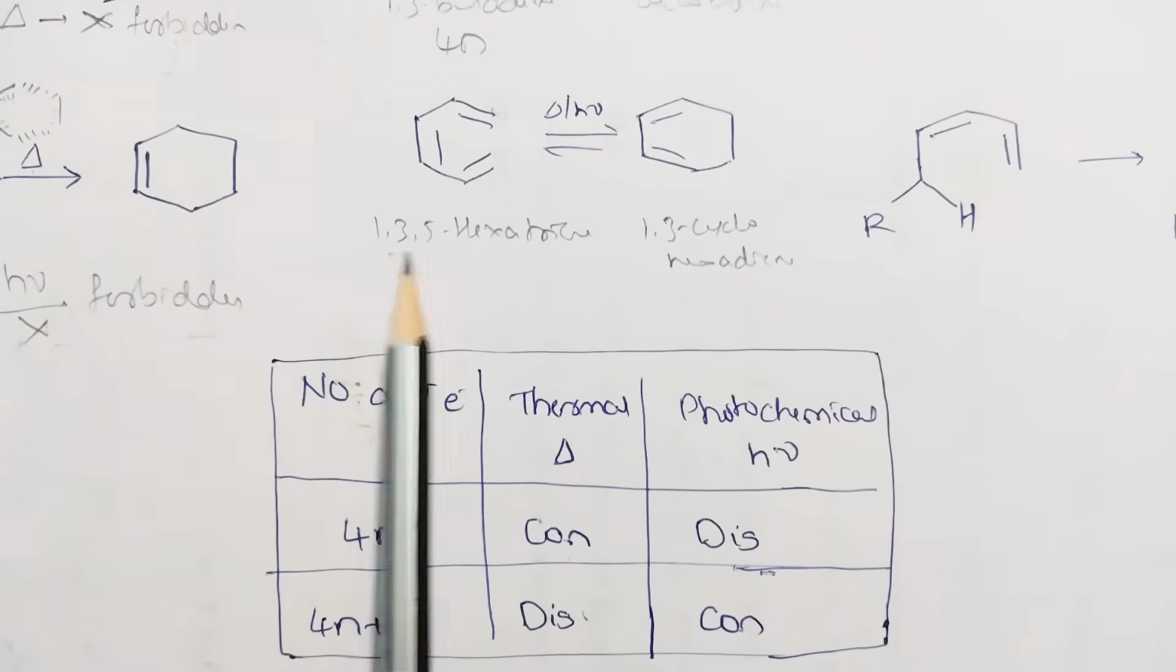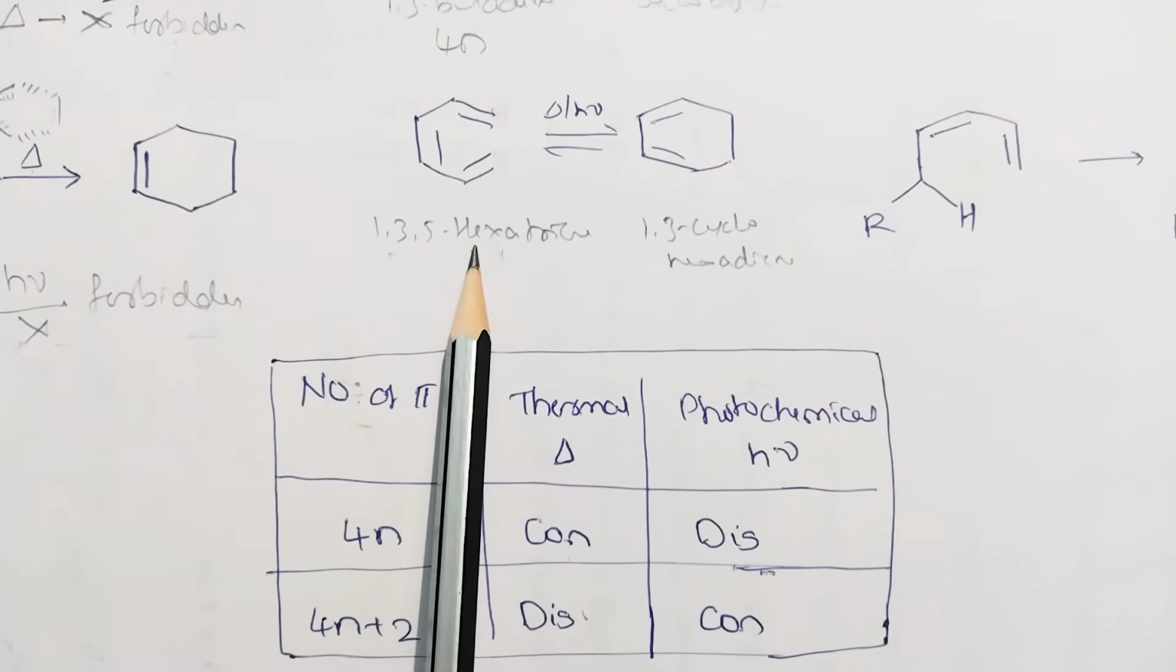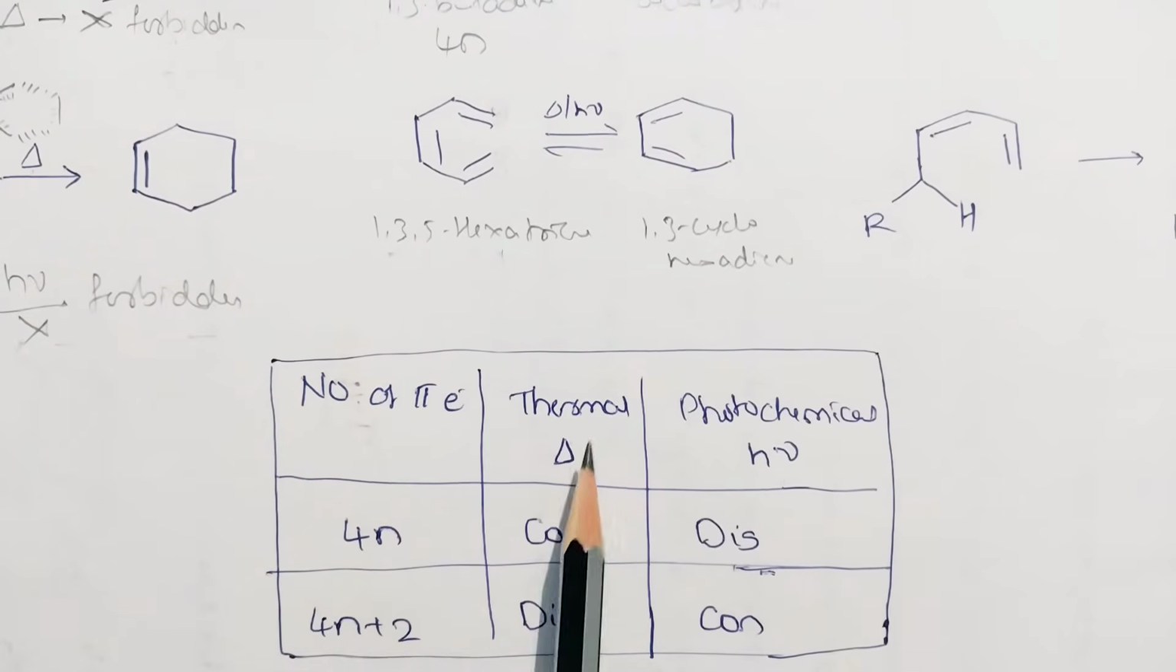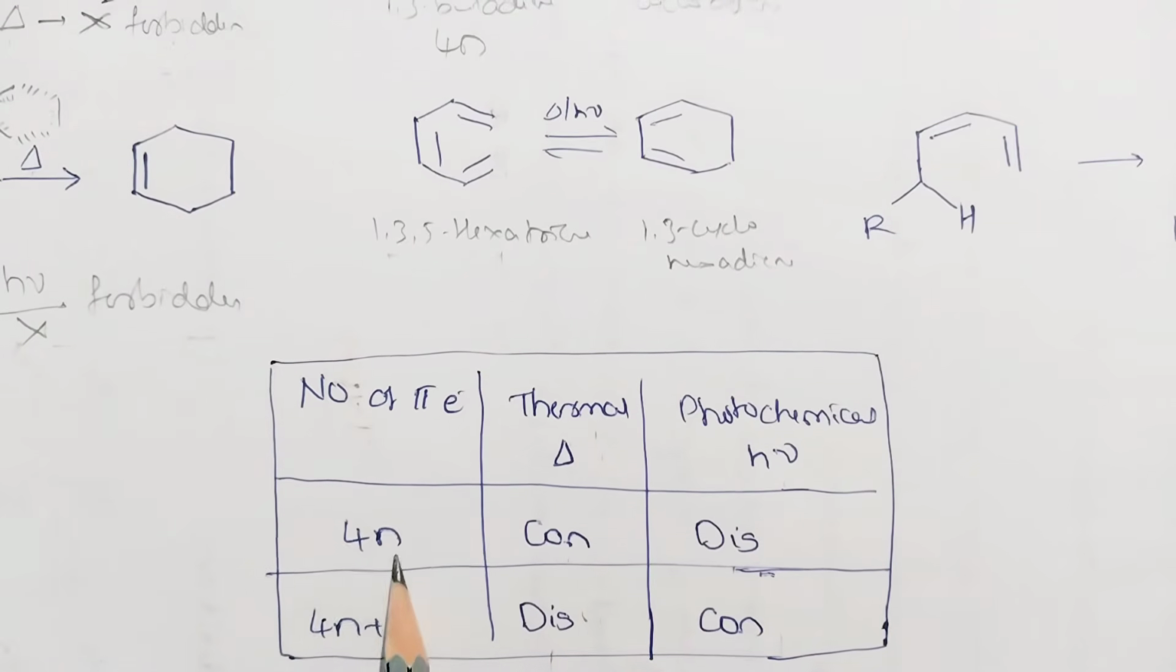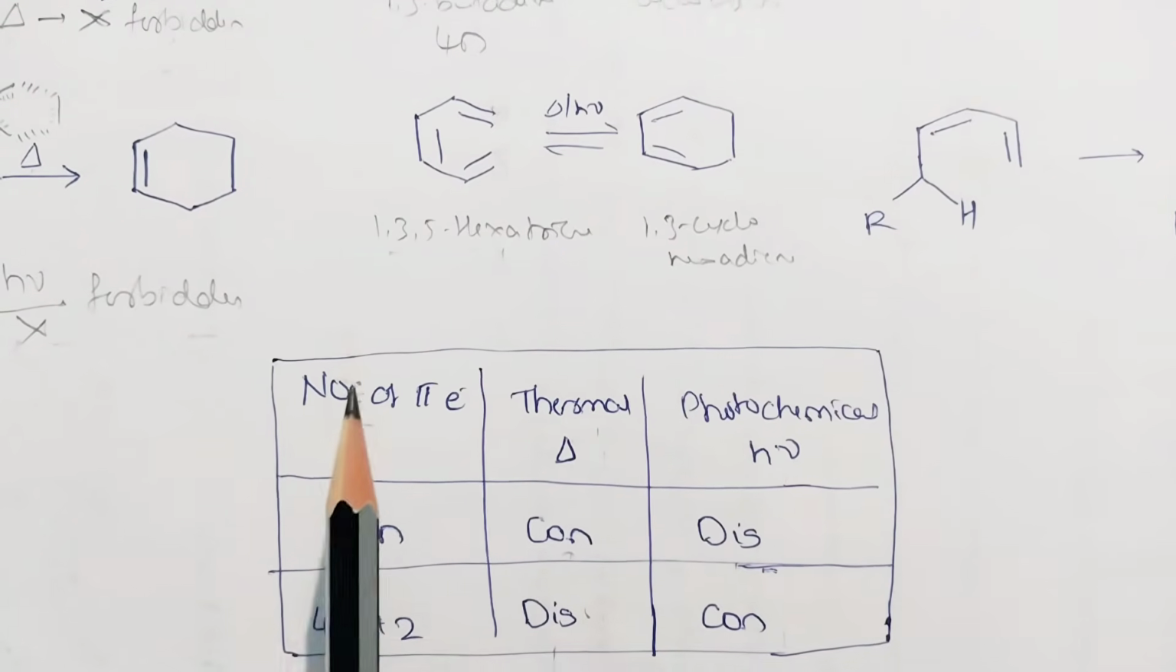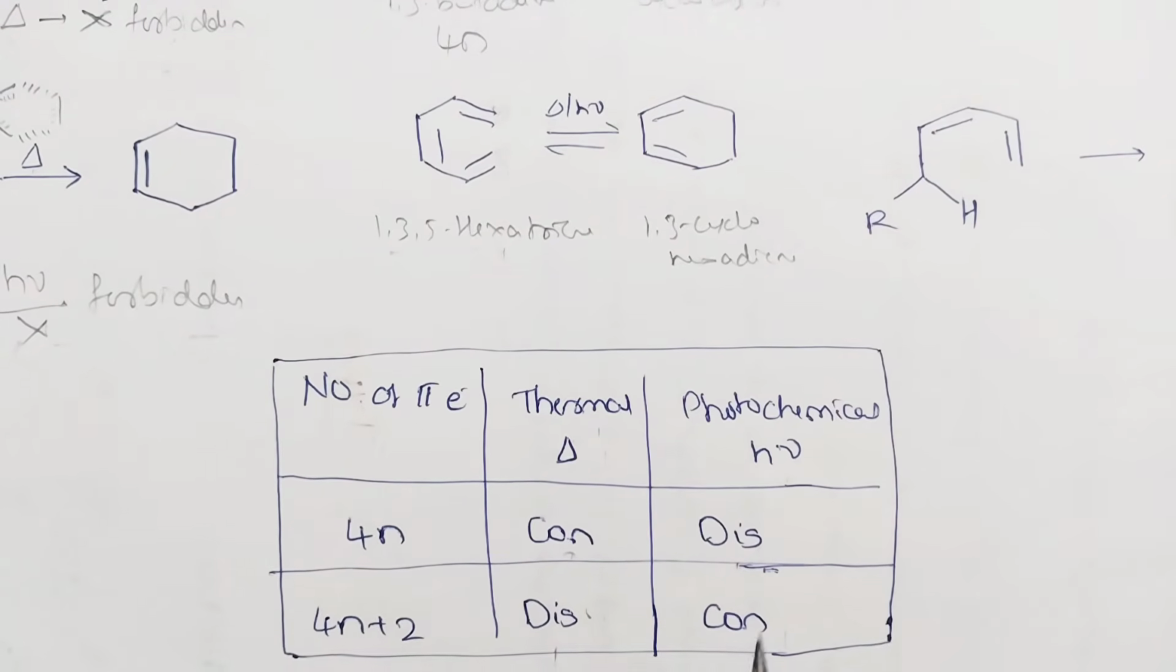Similarly, when you have a 4n+2 molecule under thermal condition, it should be disrotation. Under thermal condition, disrotation takes place. Under photochemical condition, conrotation takes place. This is the selection rule of electrocyclic reactions. Then only it can give the product. 4n: conrotation under thermal condition, disrotation under photochemical condition. 4n+2: disrotation under thermal and conrotation under photochemical conditions.